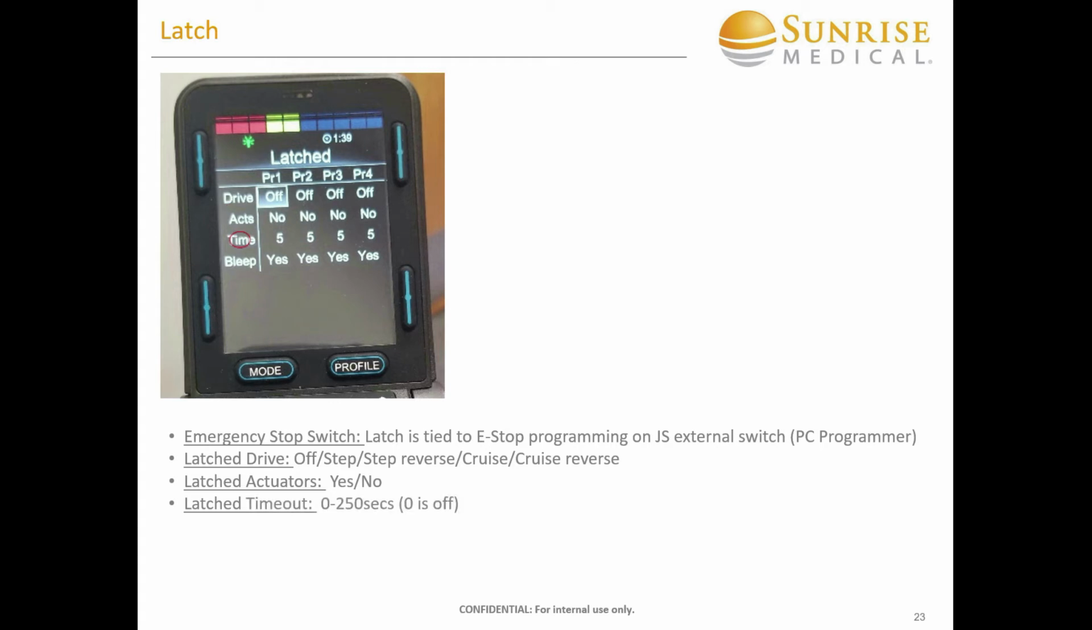Okay, there is a time setting, and the time setting is that it requires that an input needs to be given to the joystick in order for it to continue to be in latch. In this case, it's set to 5 seconds. So if I latch the chair and I'm going in a forward direction, after 5 seconds, it'll give me a beep, if the beep is turned on, a warning to let me know, hey, I'm going to turn the latch off if you do not give me another command.